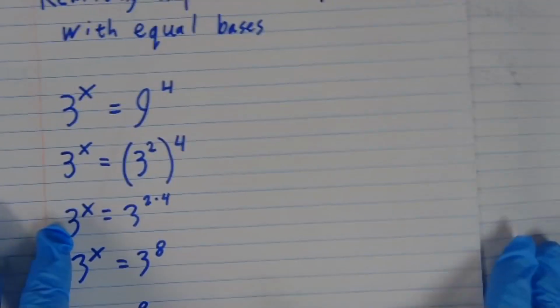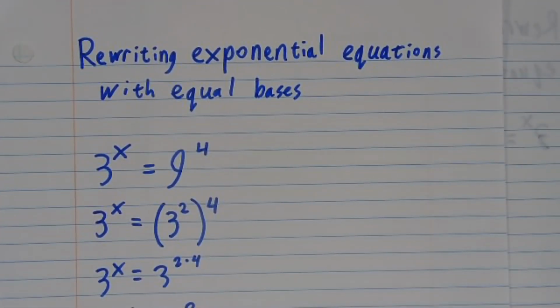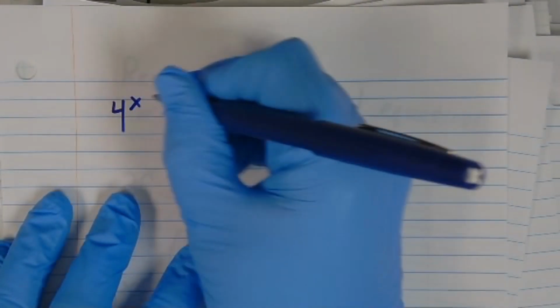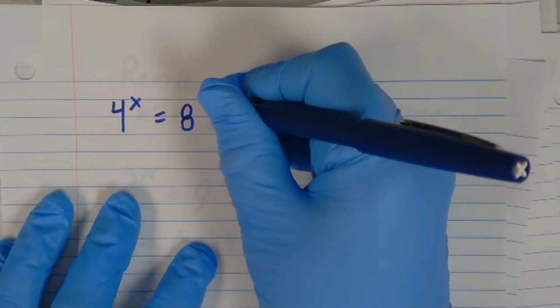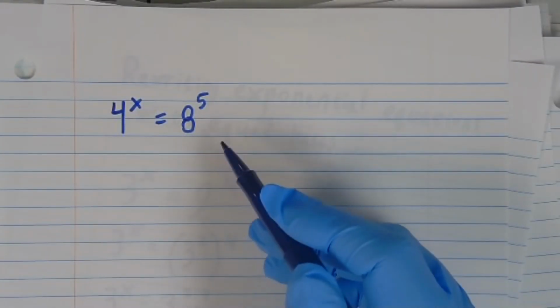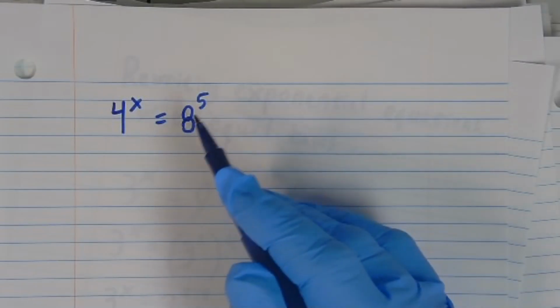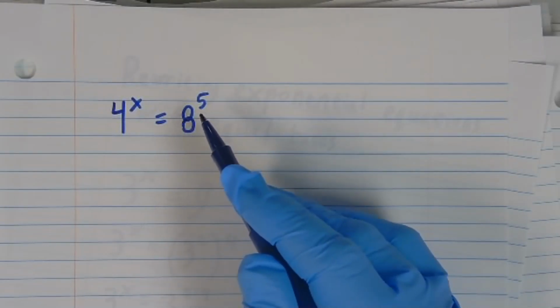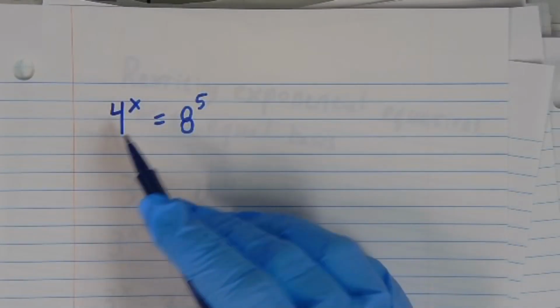So let's try one out that is a little less straightforward. I have 4 to the x is equal to 8 to the 5th. I might immediately recognize these both as powers of 2. 8's not a power of 4, because if I count powers of 4, 4 squared is 16. So it's definitely not possible to rewrite this as a power of 4 that's like a whole number power that makes sense. But these are both powers of 2, and I probably just know my powers of 2.